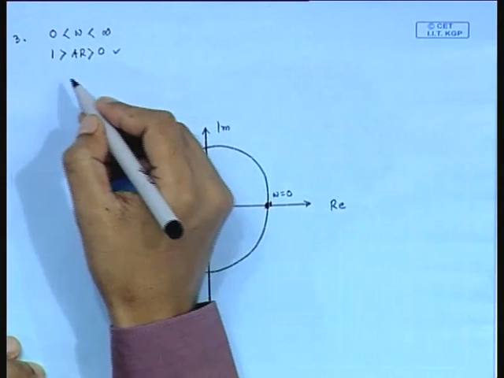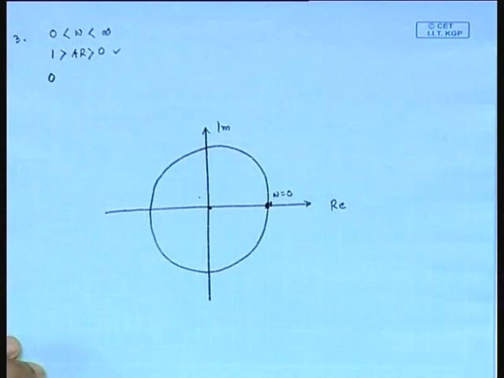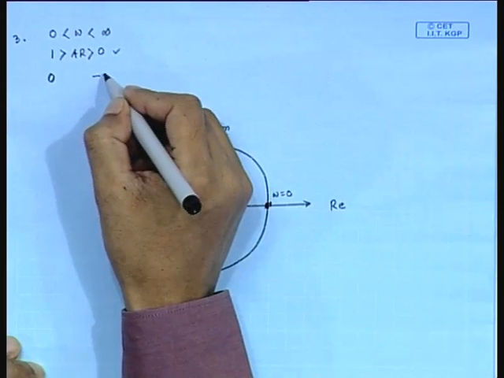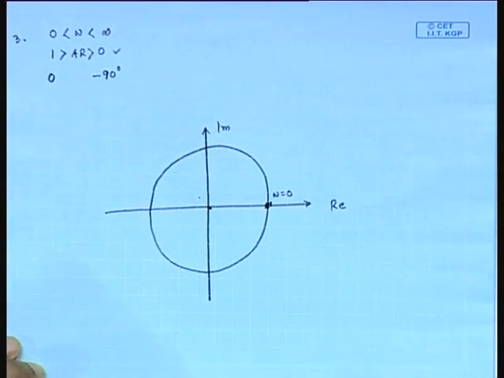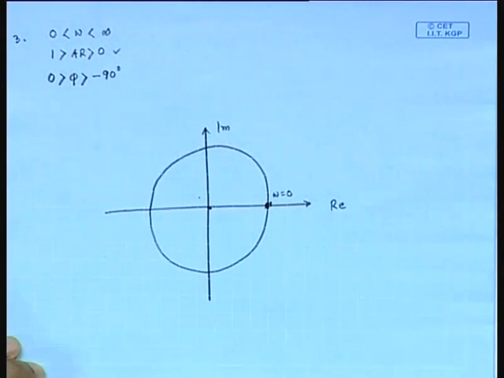Similarly, we can write for phi. When omega is 0, phi is 0. When omega is infinity, phi is minus 90 degrees. So, we can write this 0 greater than phi greater than minus 90.